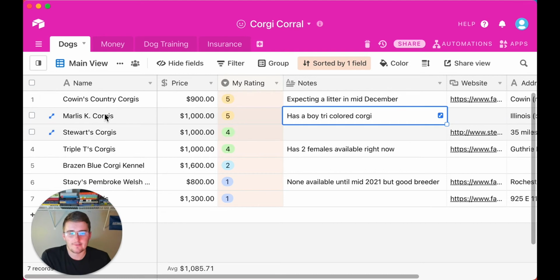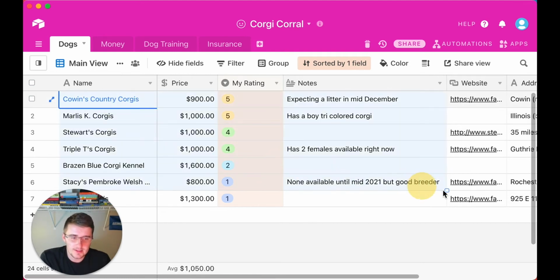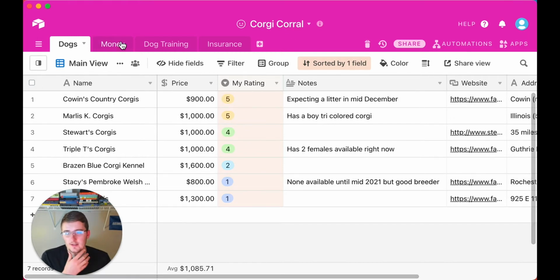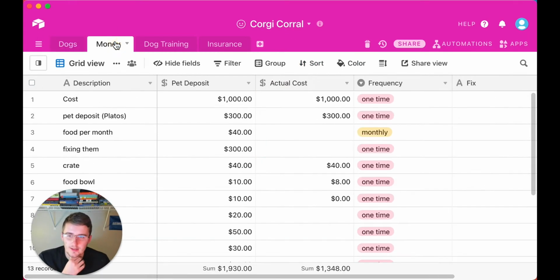You can keep track of it really nicely with just a really simple table like this, not even any linked fields or anything. You could go into a linked field if you wanted to keep track of which dogs were at which breeder, assuming you have multiple dogs at one breeder that you're looking for, but this is really all you would probably need. It's all we needed. So now I'll go into the money.